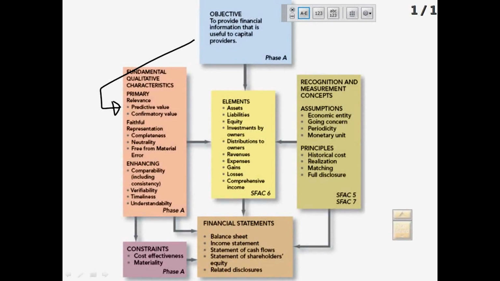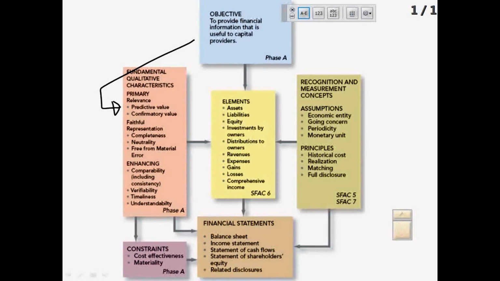Okay? So how do we further define what makes something relevant or what makes something representationally faithful? And so relevance is, why would I want to use this information? Well, because it can help me predict the future, and it is confirming my beliefs about the past. So I had some predictions in the past, or I thought this company was going to do well or not well, and then the information is saying, yes, indeed, they did well, or they didn't do well.